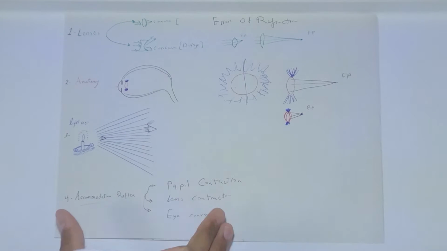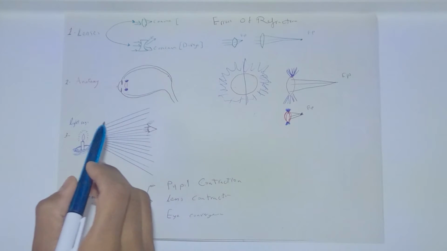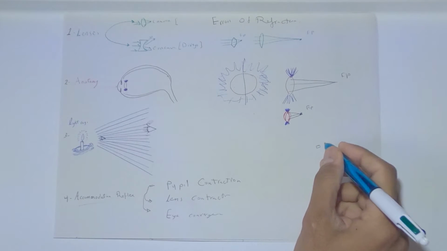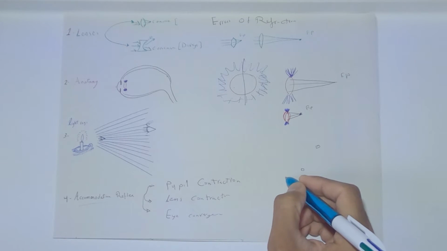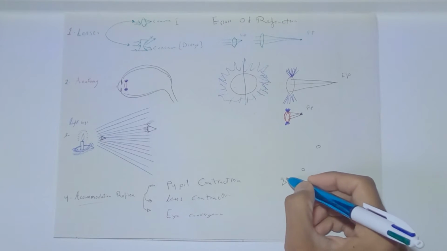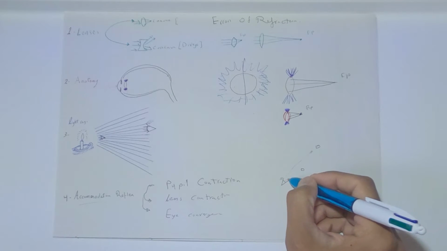You would make more sense of that when I start talking about the errors of refraction, but the accommodation reflex happens when someone is focusing on a far object, and then he shifts his focus to a near object. Let's say that this is an eye, and he's looking at something far, and then he shifts his gaze, or looks at something near.